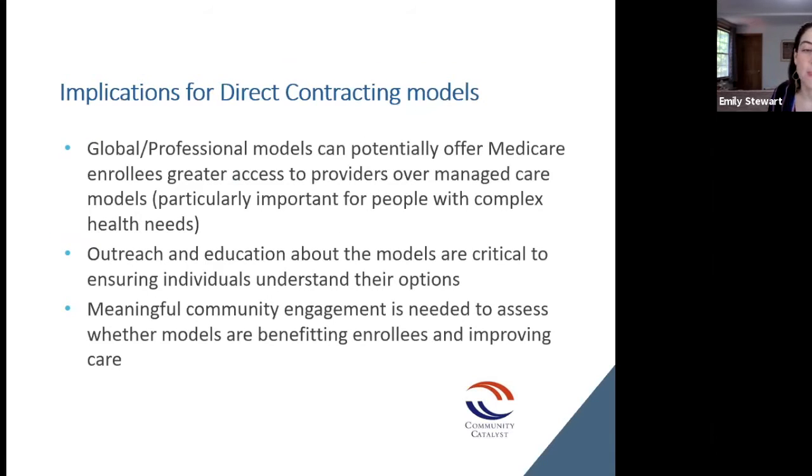So in applying these findings, there's really just three overarching themes. The first is that the global professional models could improve choice and access to care for some Medicare enrollees. We think that could be a benefit for dually eligible individuals who are looking for better care today. So that's something to highlight. The second being that there really do need to be deliberate and resourced efforts to conduct outreach and education work, make sure people have good information about what the models are, how they might help them, and critically, really ensuring that people understand their rights, particularly with respect to all the rights that they still will be afforded under this model.